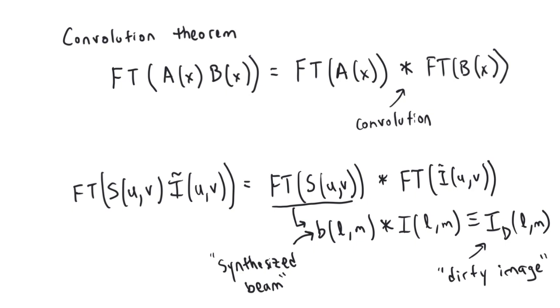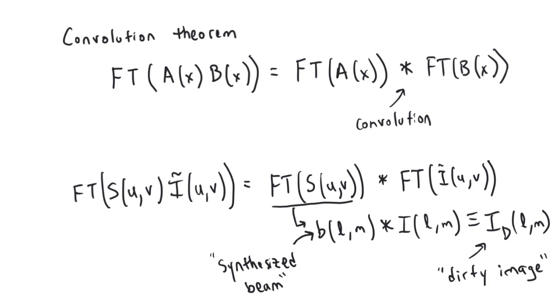So to understand what we have when we say we have a dirty image, we need to look a little bit more at what the synthesized beam looks like. And remember, it's the Fourier transform of your sampling pattern. So exactly your synthesized beam depends on the details of your instrument, depends where your antennas are, how long you used Earth rotation synthesis, whether you used multi-frequency synthesis.